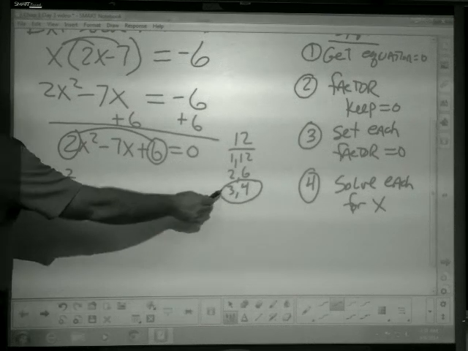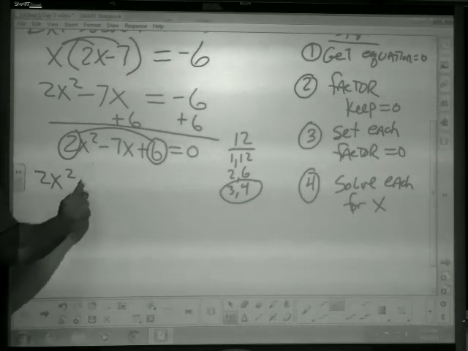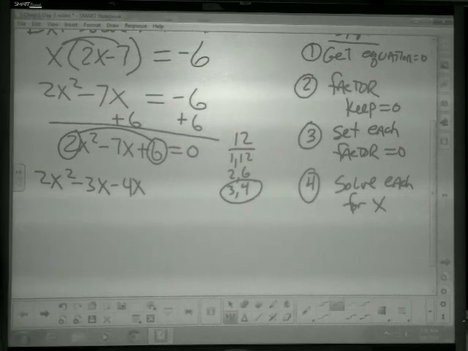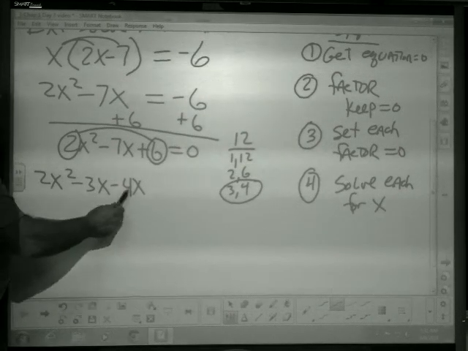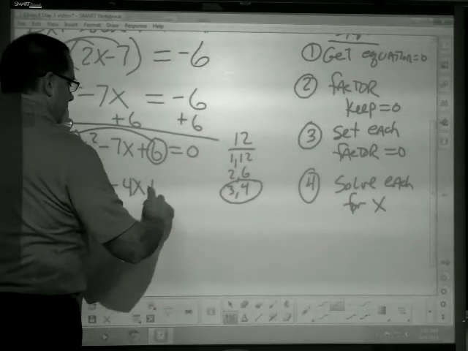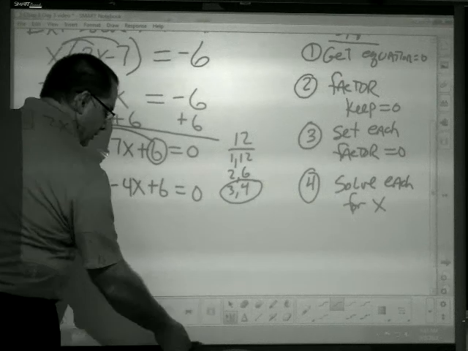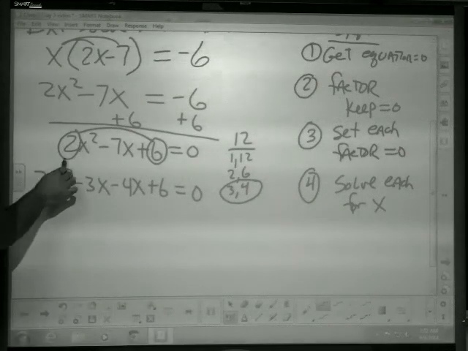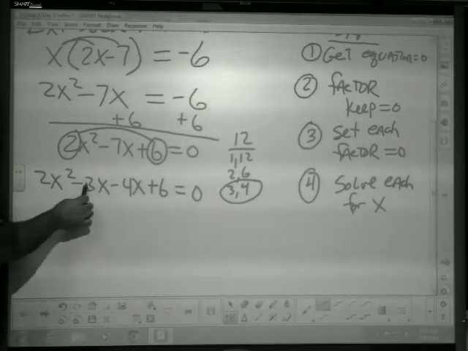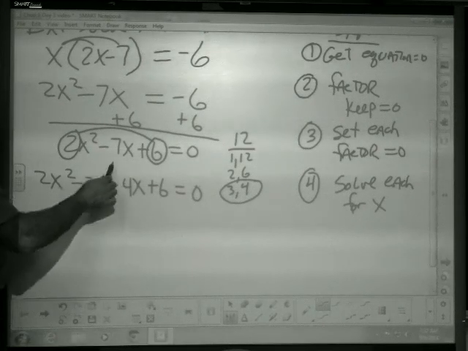2x squared. Now, using the 3 and 4, I have to get a negative 7. So minus 3x minus 4x. It does not matter what order you write these in. You'll always get the same answer. Okay? Plus 6 equals 0. Remember, with the AC method, the first piece and the last piece remain the same. It's just this middle piece that we're using these two factors to make up.